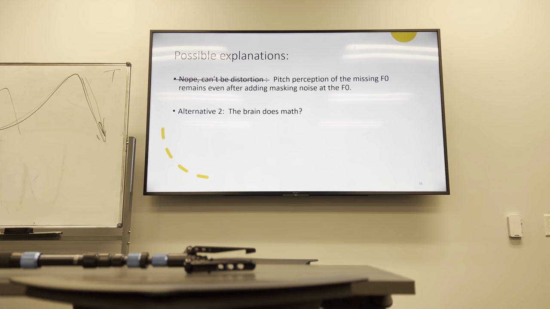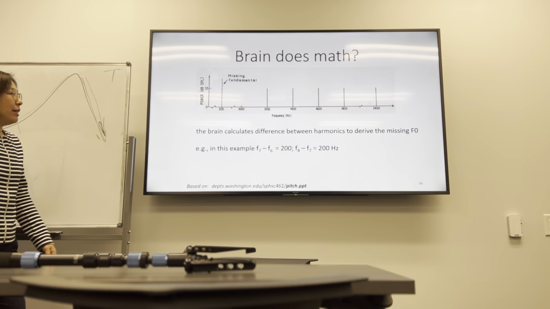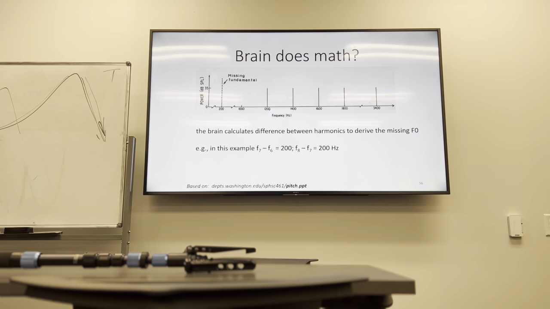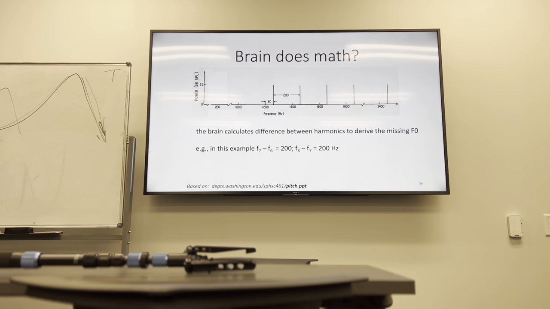So therefore, they think, oh okay, the brain does this. Maybe the brain calculates the difference between the harmonics to derive the missing fundamental frequency. Maybe the brain is doing this kind of mathematics for you automatically. Maybe.